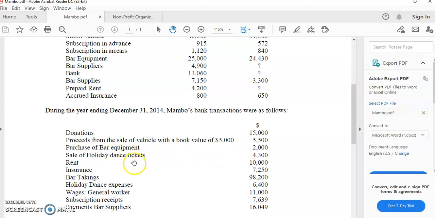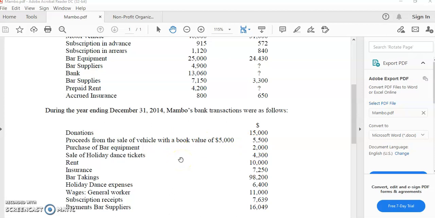So you have these various transactions where Mambo is receiving money and also spending money, because he's receiving money for a sale of holiday dance tickets and spending money on dance expense. He's paying wages. He's paying his bar suppliers, his creditors. He's receiving subscriptions from his members. This is what the organization is doing, receiving and paying out. So therefore, we have to take all this mixture of information that is given to us and separate it into the receipts column and the payment column for our receipts and payment account.